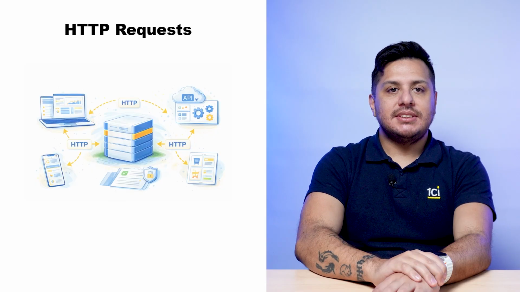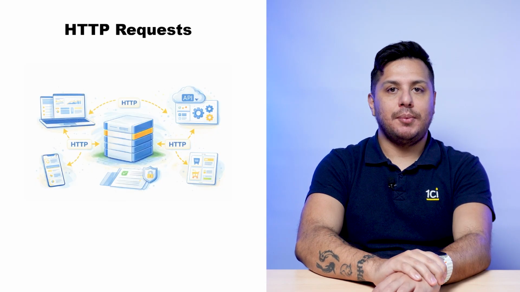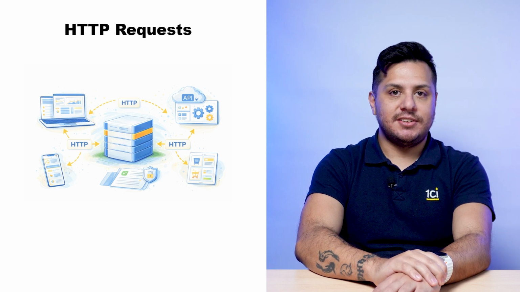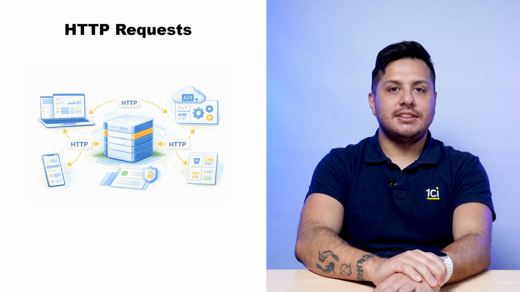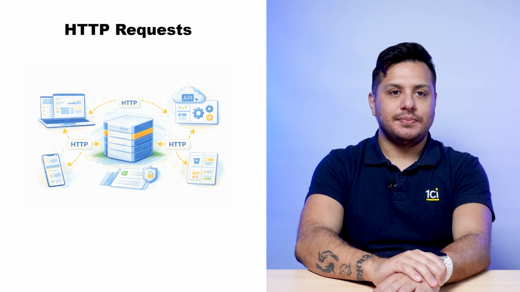HTTP requests allow 1C applications to communicate with external systems, such as web services, APIs, and third-party platforms. Modern business systems rarely work in isolation. They exchange data with websites, payment systems, marketplaces, and other services. Using HTTP requests makes this integration possible.